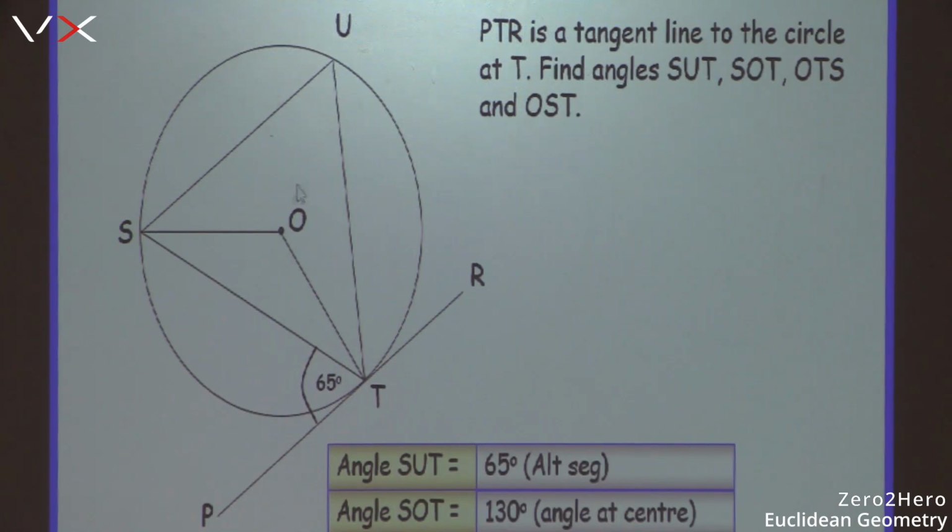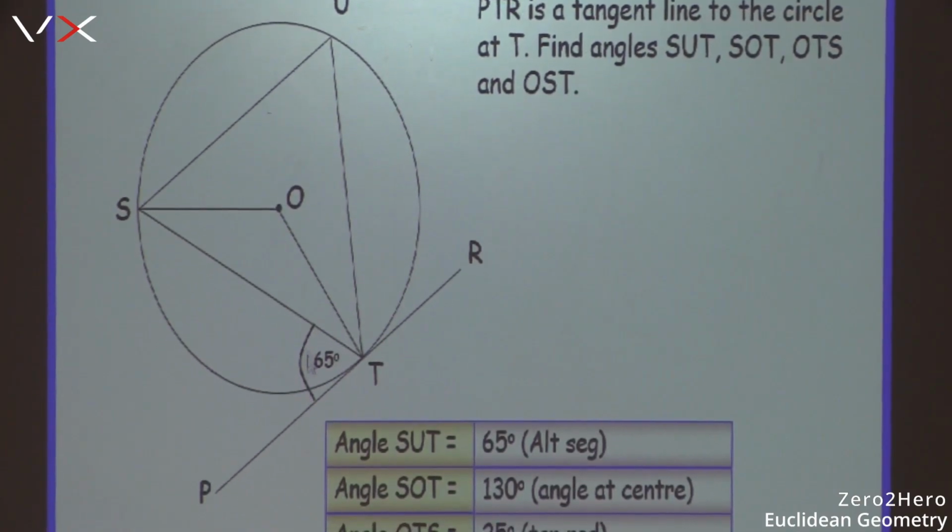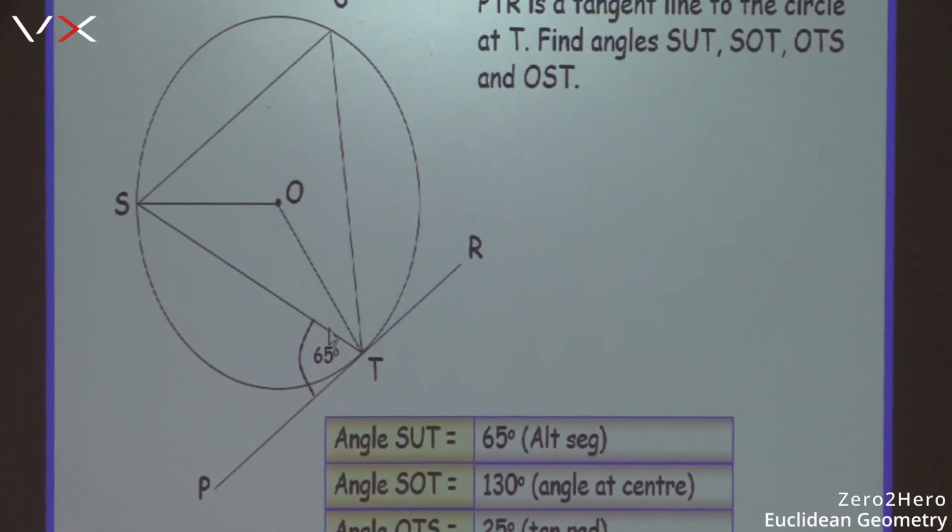So we do have this one, we do have this one. We're now looking for OTS, this small one. Remember that the line from there to here is a radius, and it meets a tangent. Therefore, this whole angle here will be 90 degrees. 65 plus what must give me 90? It is 65 plus 25. So this angle here will be 25. I've used the tan radius theorem. This is the radius, this is the tangent. Therefore, this whole angle will be 90 degrees. So this one is actually 25.